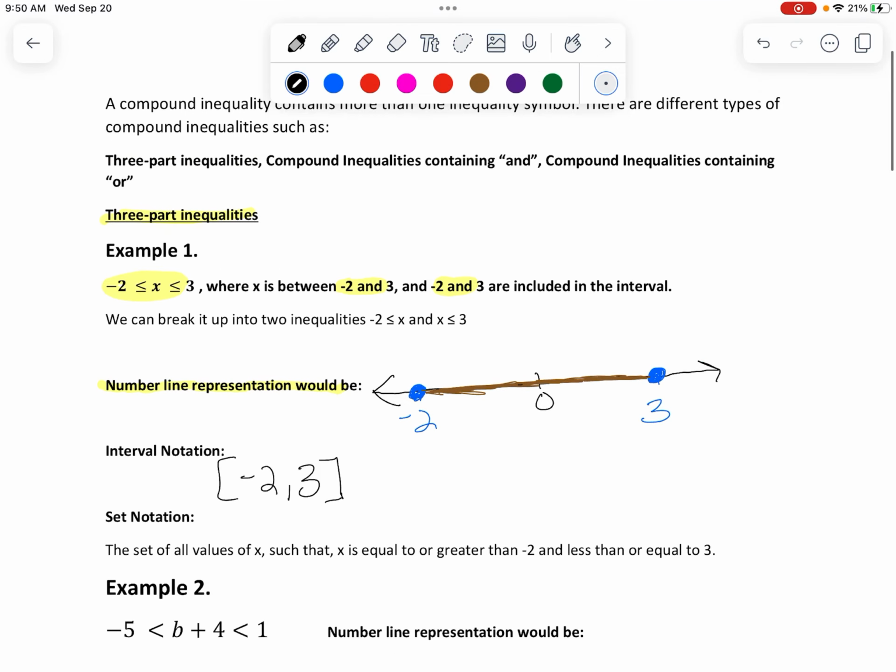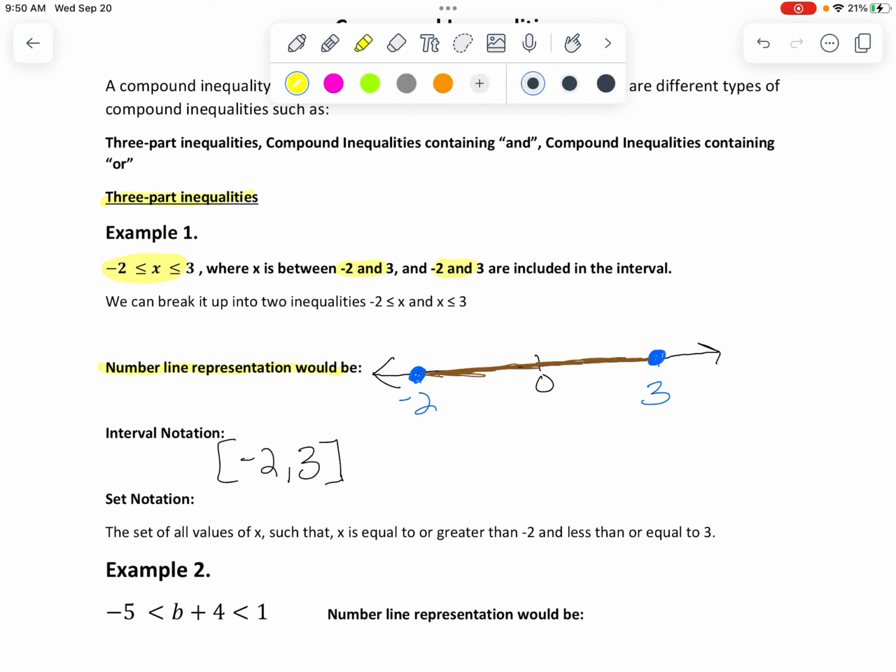Set notation is something that you will see in ALEKS, and you will have to input your answers using set notation. Basically, all you do is you start with some squigglies. X is a value such that, and that vertical line means such that. And then here is where you input the inequality. So it would be -2 less than or equal to x less than or equal to 3. And then you close it with the squigglies. And then you would read that as a set of all values of x such that x is equal to or greater than -2 and less than or equal to 3.